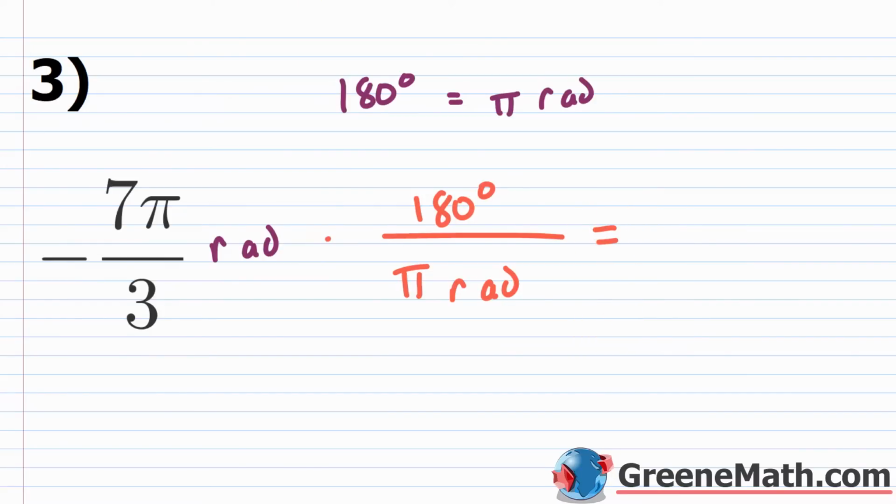Let's say this equals. I'm going to cancel this with this. So again, this is going to be in terms of degrees. And I'm going to cancel this pi with this pi. That's going to be gone. 180 divided by 3 would be 60. And then 60 times negative 7, that would be negative 420. So this is negative 420 degrees. So we can say that negative 7 pi over 3 radians is equal to negative 420 degrees.